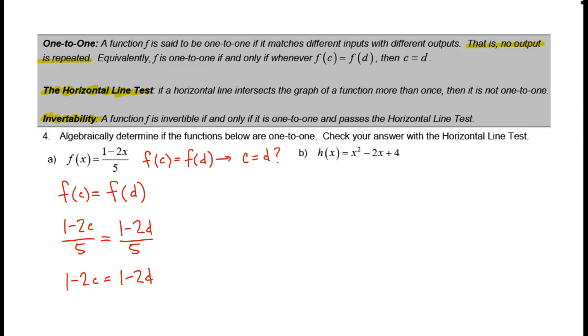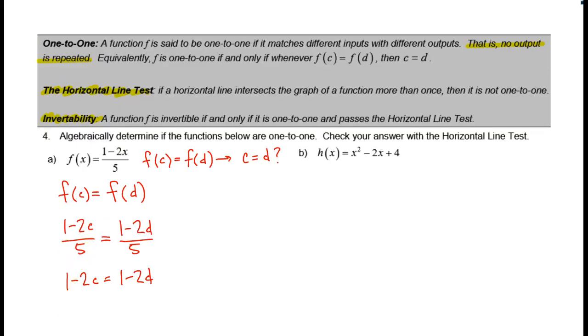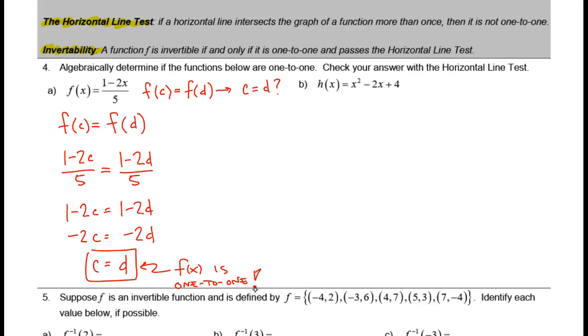I'm then going to go ahead and subtract 1 from each side. That gives me negative 2c equals negative 2d. Then I'll divide both sides by negative 2, and we get c equals d. So yay, we just proved that the function f of x is one-to-one. And if it's one-to-one, that means we could come up with its inverse.